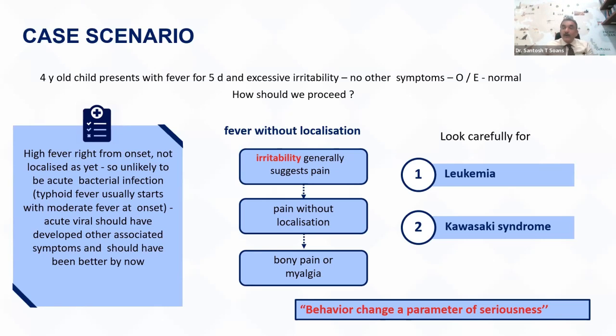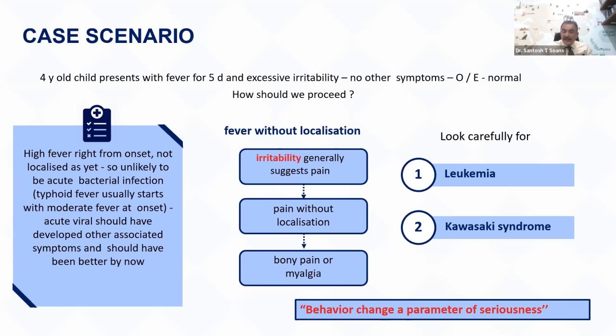But usually when a child presents with irritability, it suggests pain somewhere, pain without localization. It could be usually a bony pain or myalgia. Leukemia is one thing, where they have the bony pain. Think of leukemia in a child without focus. Then Kawasaki syndrome. This is very common in children because we were missing a lot of this.